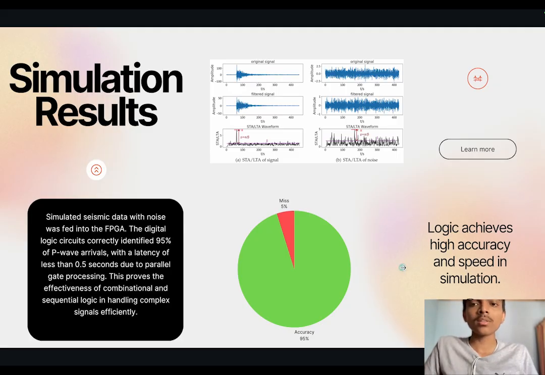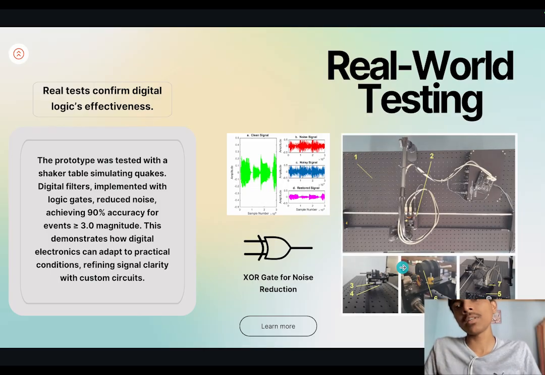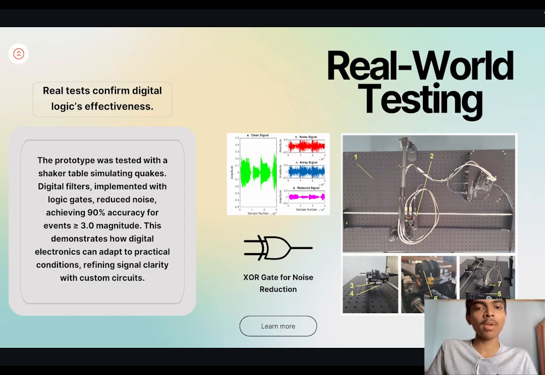Let us look at the real world testing setup. So we have made a real test using a shaker table. We hit 90% accuracy for magnitude 3.0. Logic based filters like XOR gates cleaned up the noise. It's digital hardware shining in the real world.